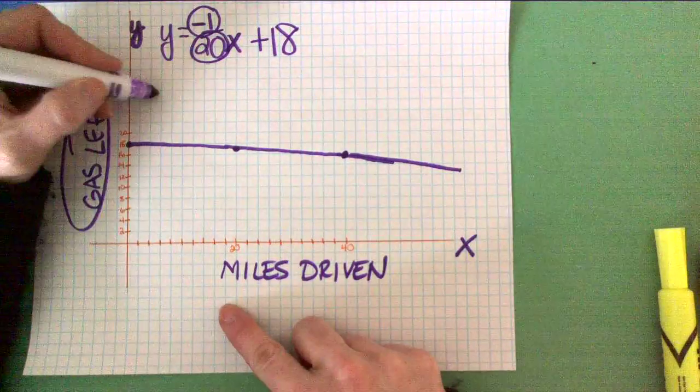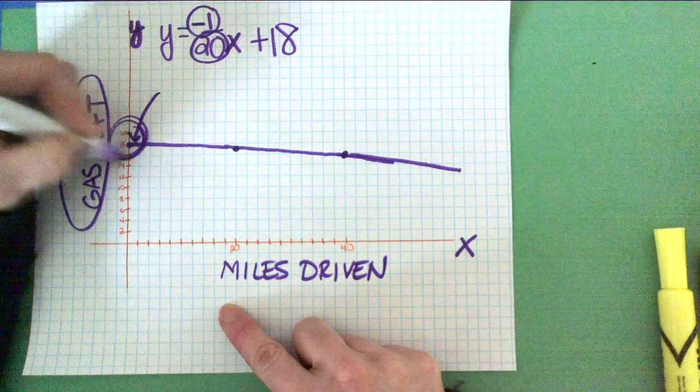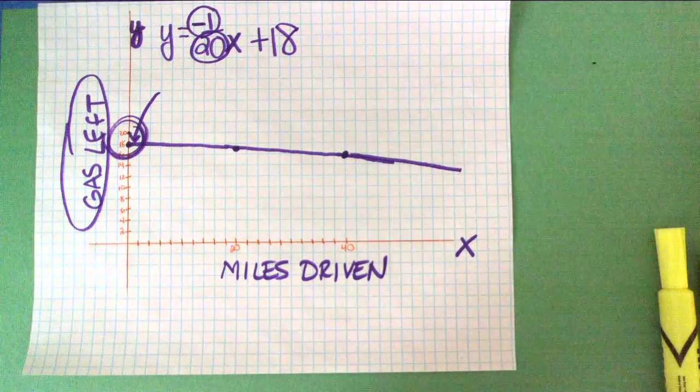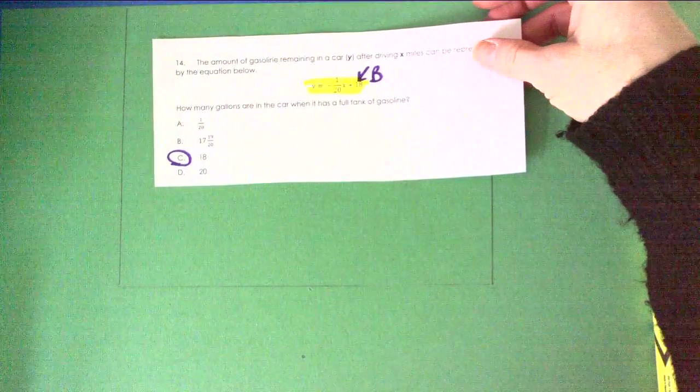But the bottom line is, full tank is your B value, 18. So that's why I chose letter C for number 14.